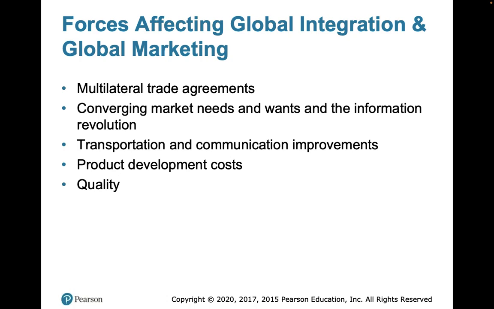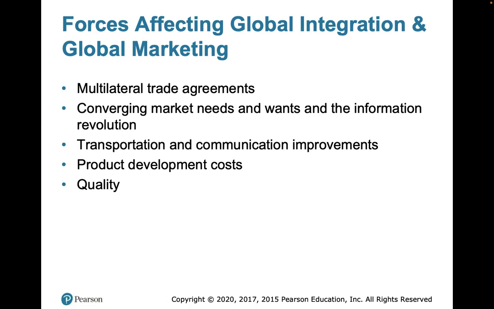The forces affecting global integration and global marketing: first is the multilateral trade agreement. Second are converging market needs and wants, the information revolution, transportation and communication improvement, and product development cost and quality. There has to be a trade agreement between countries, and this can be quite challenging because countries have to come to terms and agreement.